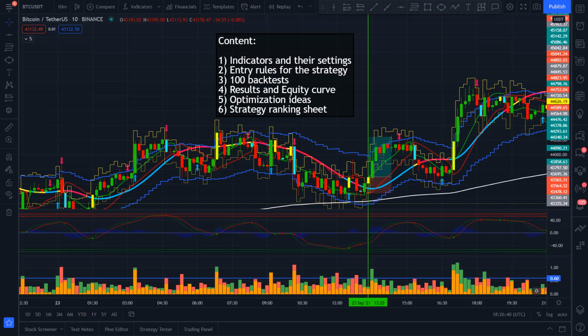First, I will show you the indicators and the settings, then the rules for the strategy, then the 100 backtests. After that, I will show you the results and the equity curve, and finally some optimization ideas and my strategy ranking sheet where I rank all the strategies tested so far. And with that said, let's get into the strategy.